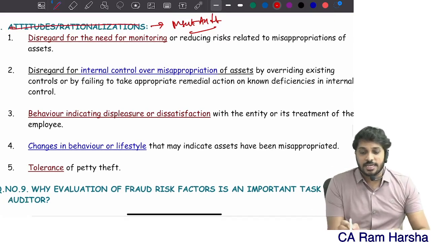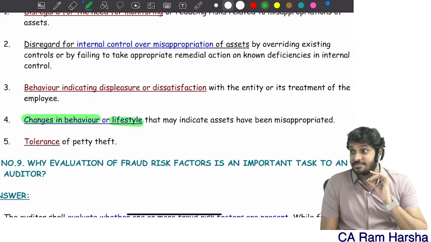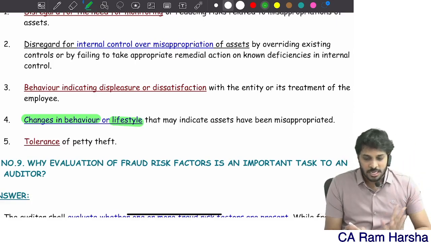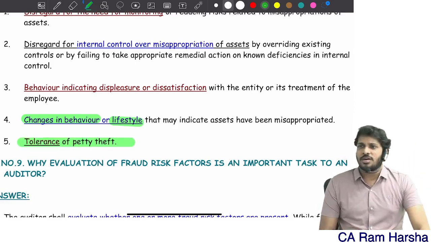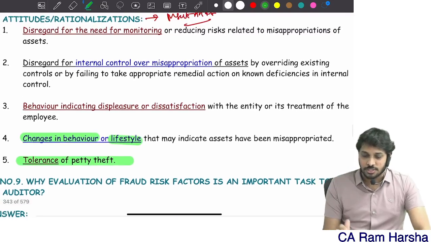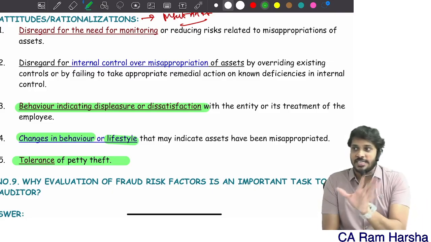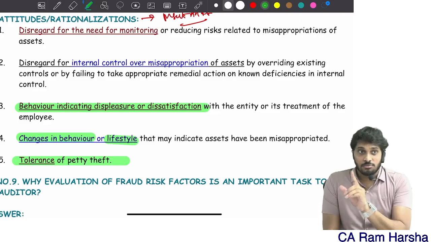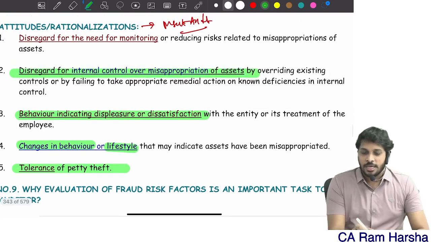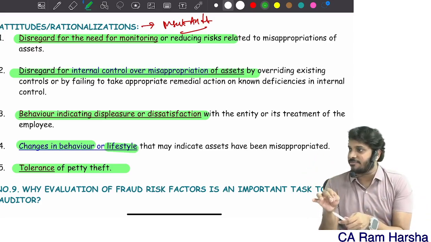So attitudes are realizations. The auditor has to check whether there is any attitude indicator, for example, changes in behavior or lifestyle of the employee. Sudden changes in behavior and lifestyle might indicate he has committed some fraud. Tolerance for petty theft: in the company, thefts and all are being tolerated, which means the company is not really implementing controls. Behavior indicating dissatisfaction with the company: when we are interacting, an employee is very dissatisfied with the company. That indicates he may be trying to commit something wrong against the company. Disregard for internal control. Disregard for the need for monitoring. Monitoring activities and all, companies not taking care. Whenever internal auditors come for checking, they say come tomorrow.